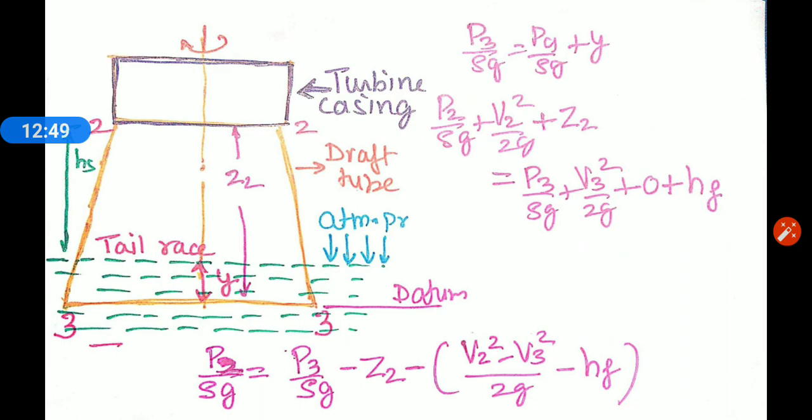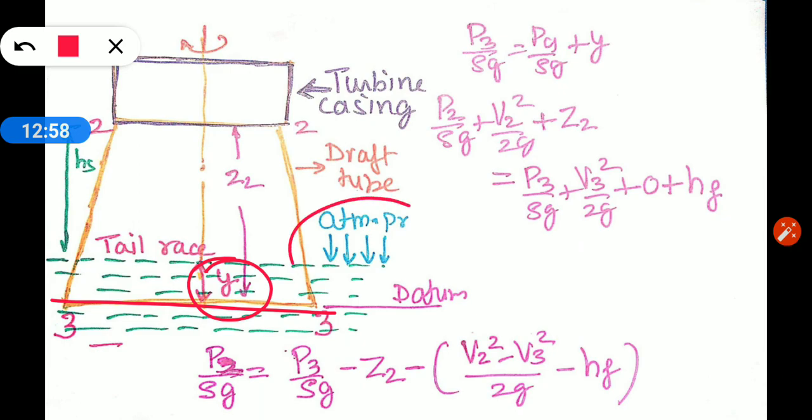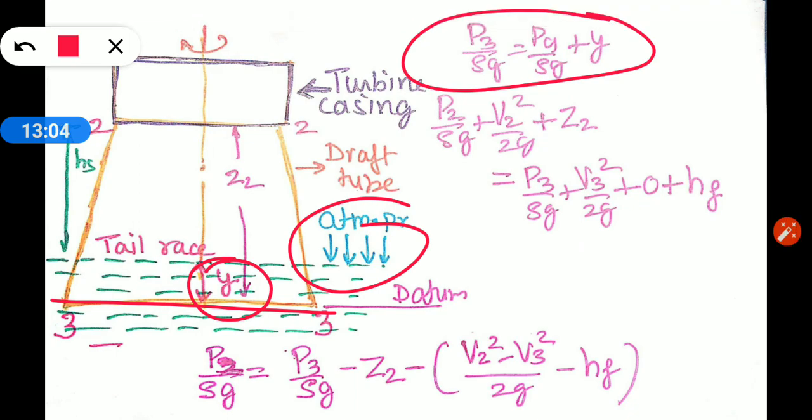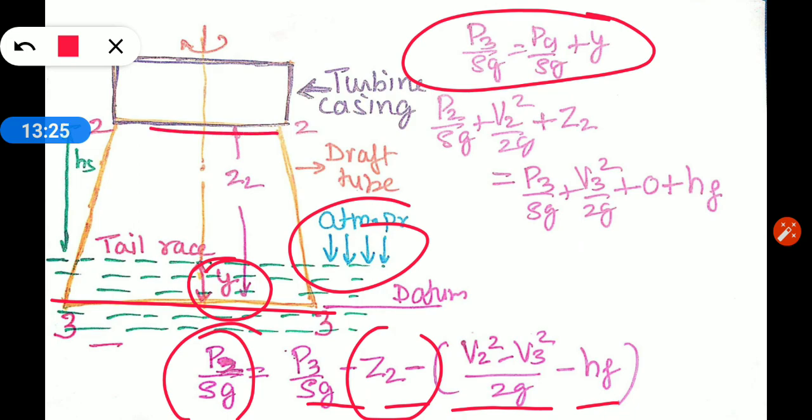Now just see what P3 by rho g is. P3 by rho g means the pressure over here. That is the height over here plus the atmospheric pressure. So P3 by rho g equals PA by rho g plus Y, where Y is the level below the tail race free surface. When you solve it, you get P2 by rho g equals P3 by rho g minus Z2 minus (V2 square minus V3 square) by 2g minus HF. Now what is Z2? Z2 is the level difference between the turbine exit and the draft tube exit.